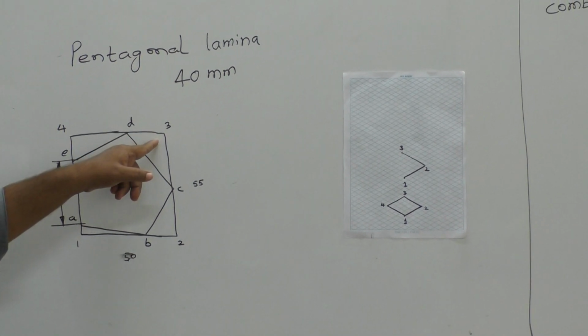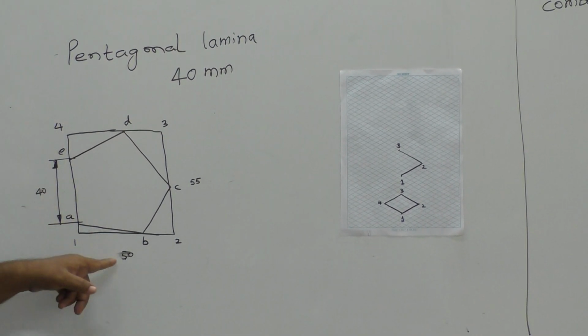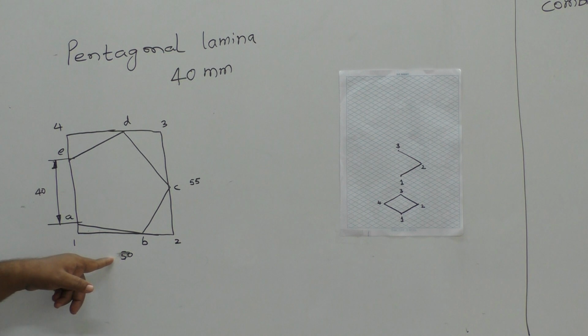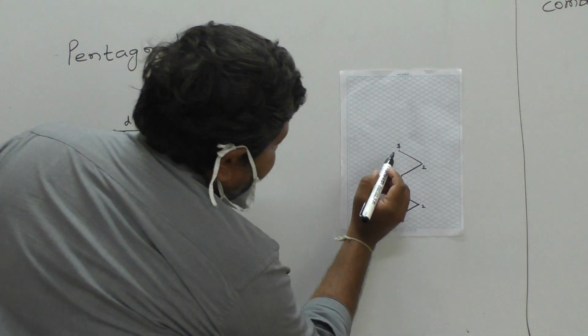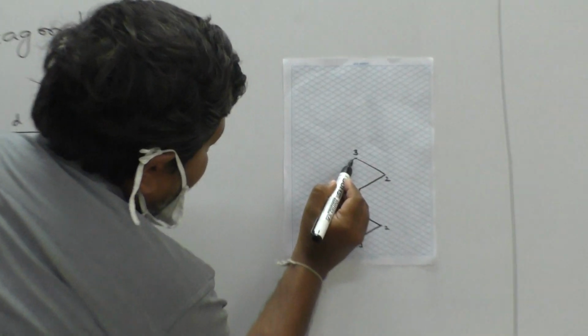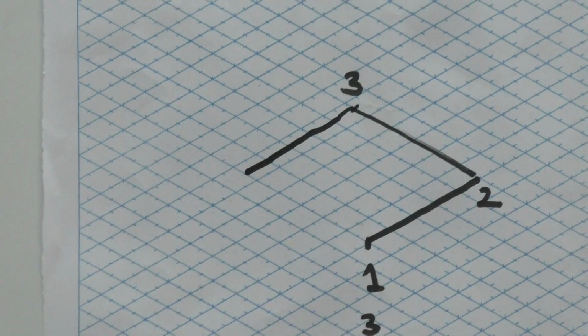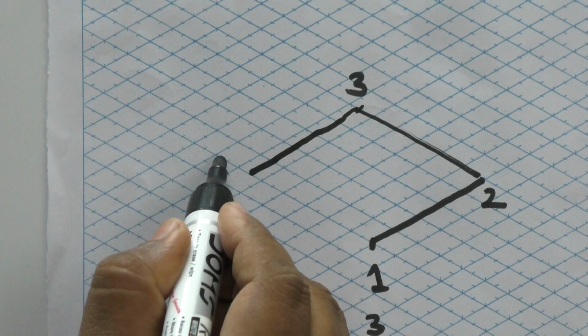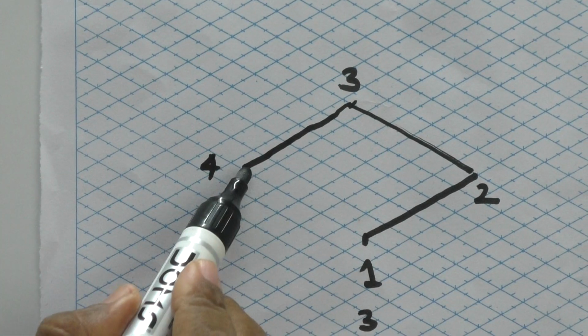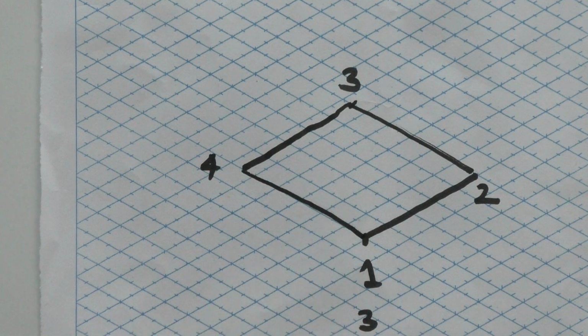Similarly, measure 3 to 4. Already it is measured as 50 millimeters, so take the same dimension. So 1, 2, 3, 4 and 5. So this is 3 to 4. Now mark this as 4. Now close the figure. So now I have constructed the square box 1, 2, 3, 4 in the isometric projection.